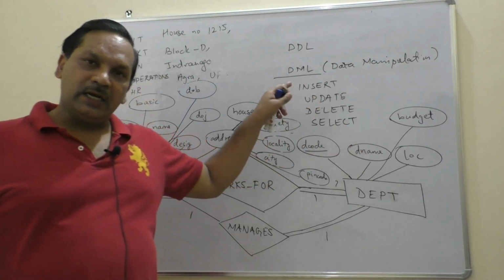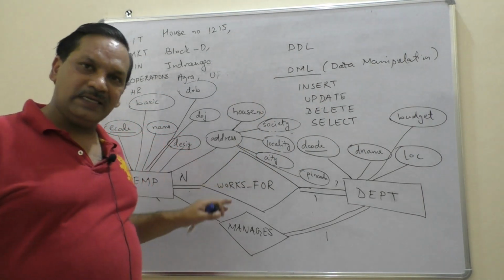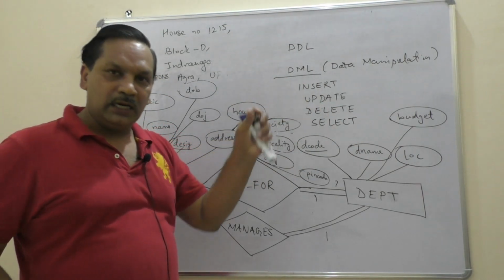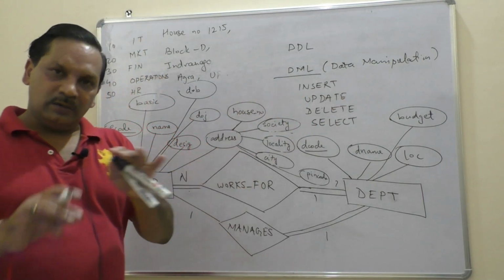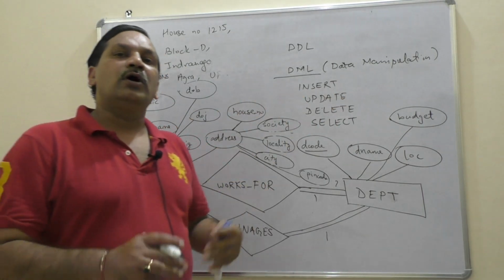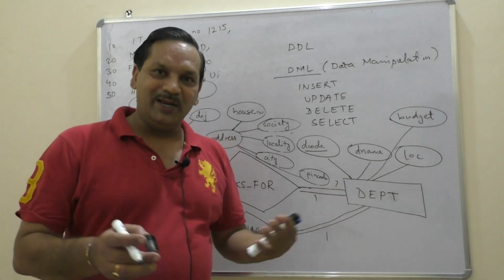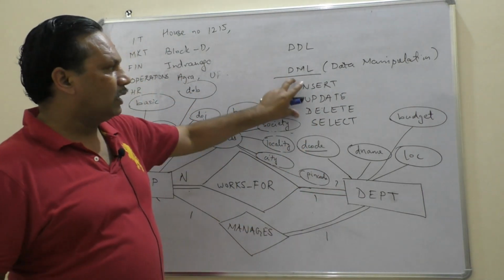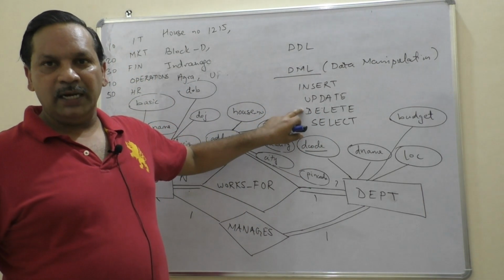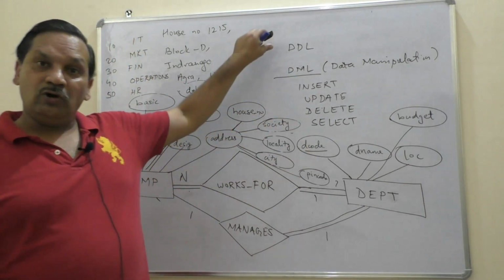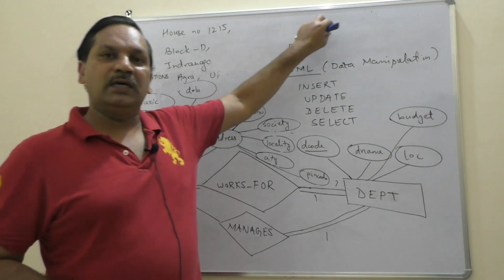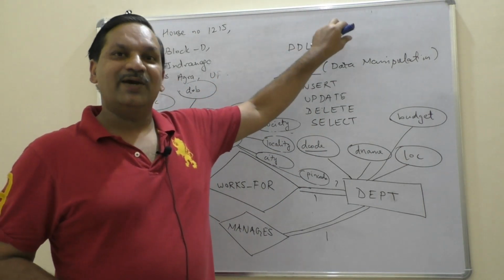Select. For adding records into a table or database, we use what? Insert. For a particular column or set of columns, you use what? Update. For deleting, why deleting? Because some employee has left the organization. Are you getting it? So we use the delete. So these are the DML commands: insert, update, delete, and select. Clear? I already told you about DDL commands: create table, create index, create view.